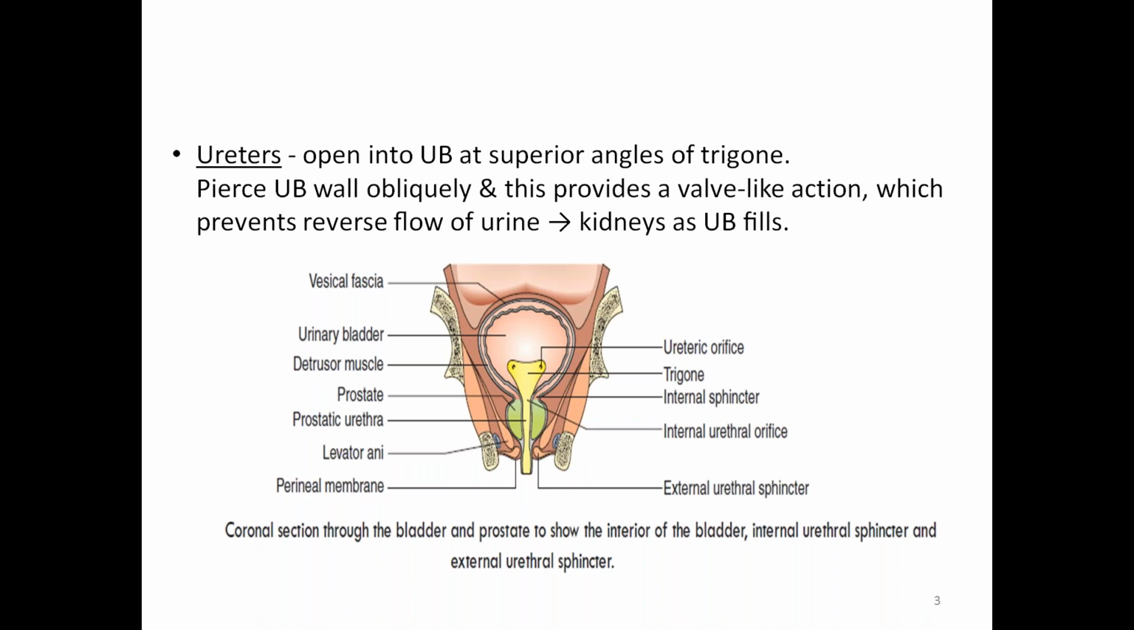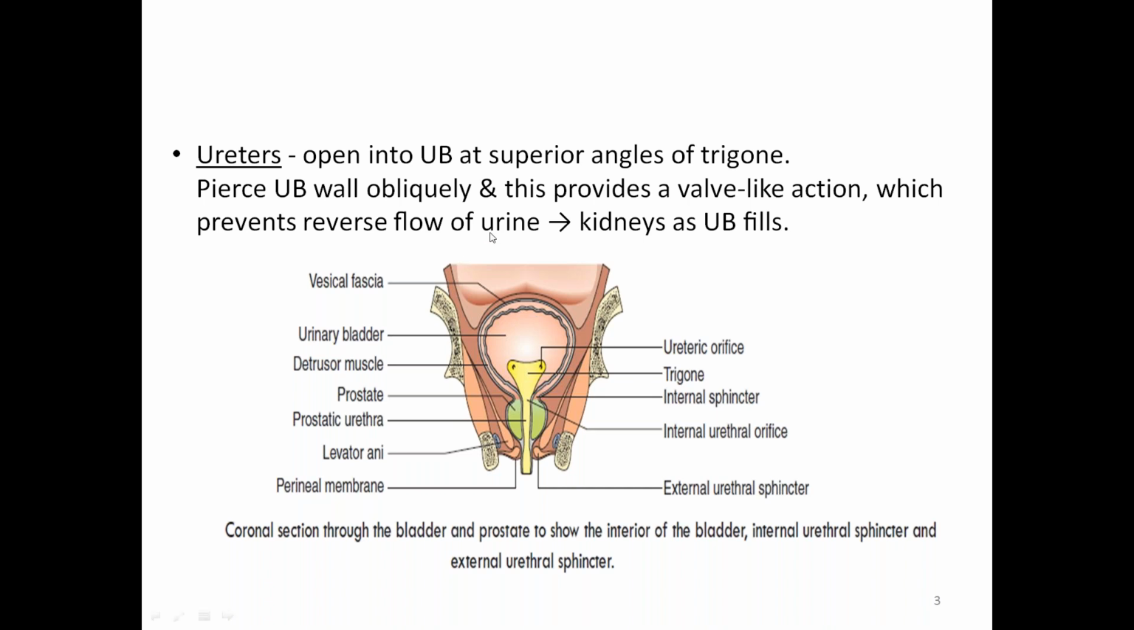Now let's look at the gross features that we talked about. So this is the bladder. It's a hollow muscular organ, right? And if you see the main body, when it is empty, it's actually pyramidal shaped, having an apex, and here is the base, a superior and two inferior lateral surfaces.